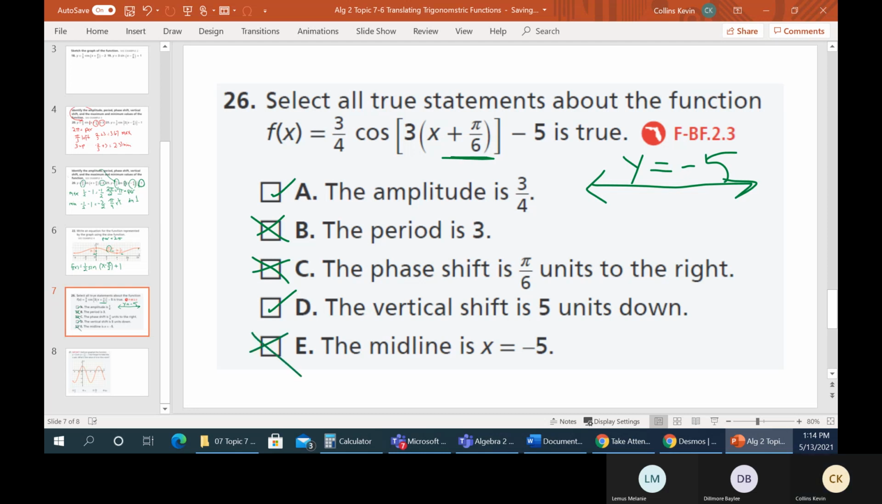Okay, so whatever this is also your midline, because then you're going to go up 3/4 from there for a max and down 3/4 from minus 5 for your min. Make sense? But like I said, this guy here is a vertical line. So he can't be your midline. Good. That's kind of a nice summation of everything right there. That's a pretty good problem.